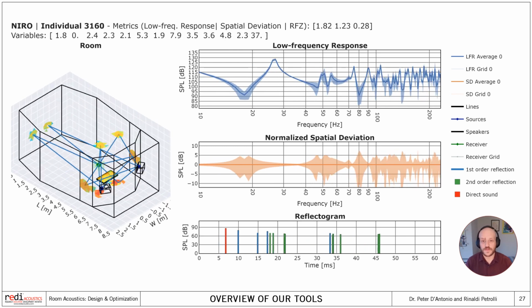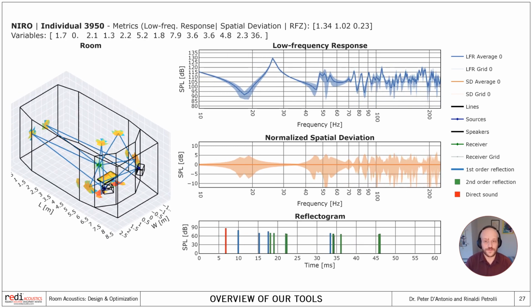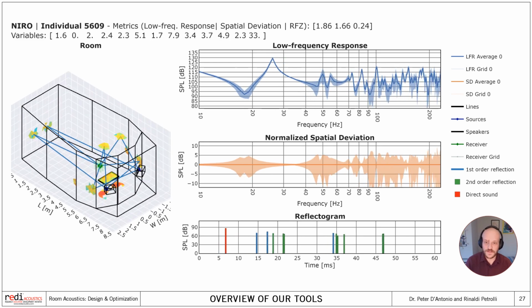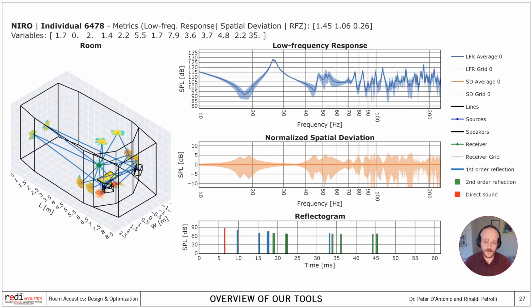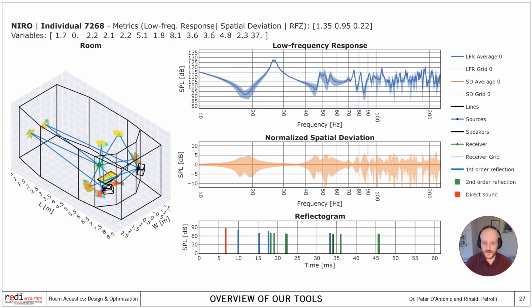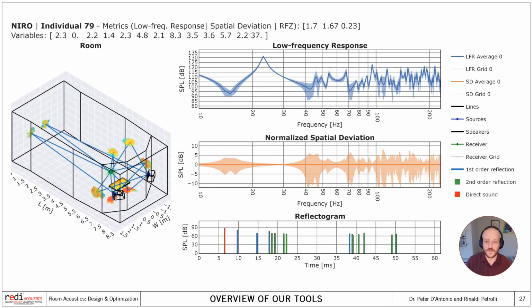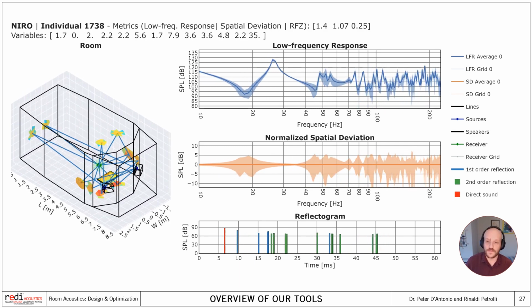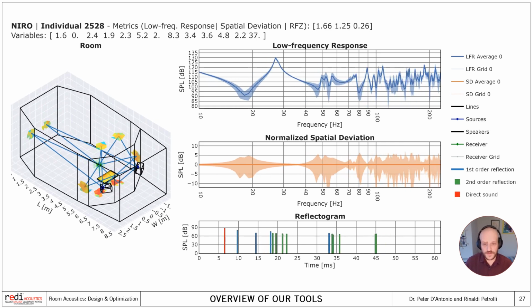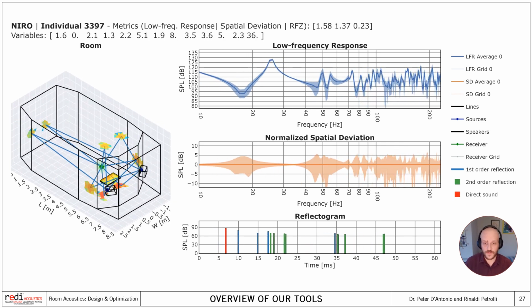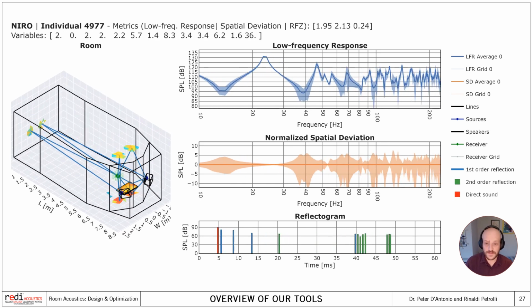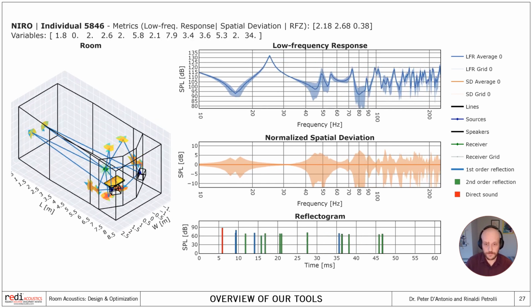NIRO is our first optimization algorithm, and it's designed to simultaneously optimize the room geometry along with the positions of listeners and sound sources. The goal here is to optimize the low frequency response and minimize the spatial deviations around the listening area, as well as reduce the early reflections arriving in the reflection-free zone. In this process, we consider all aspects of the room's design, wall positions, distances and angles between the listener and speakers, as well as source directivity.